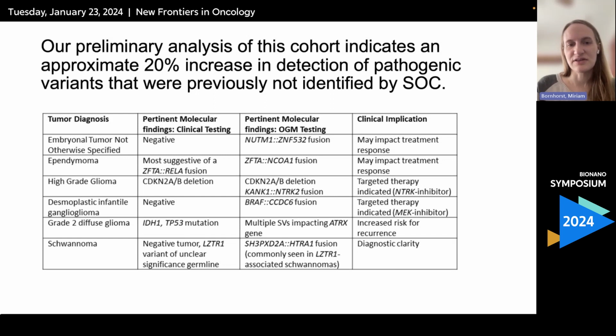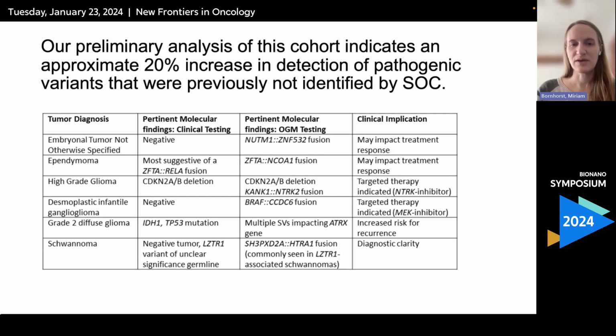For our grade 2 diffuse glioma, we actually found a very interesting ATRX structural variant. So there's multiple different structural variants in that particular region impacting the ATRX function. So even though on IHC they were able to find that there was loss of ATRX, on our research analysis, we were able to see that there was a structural variant in that area.